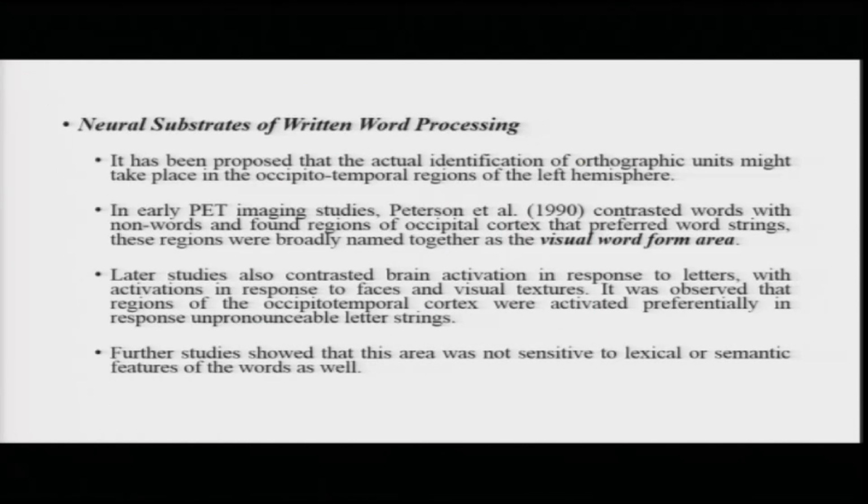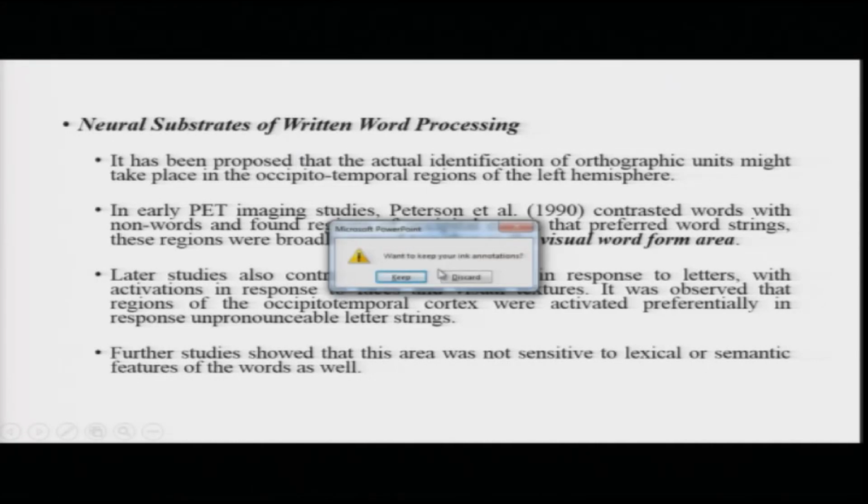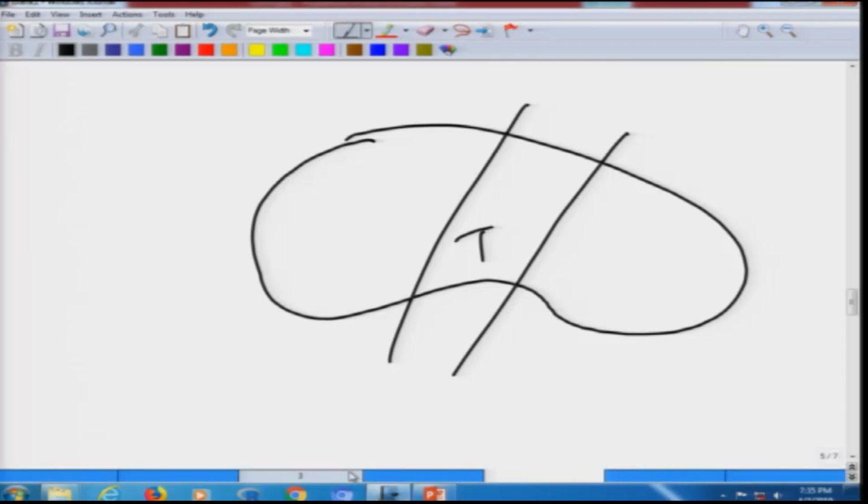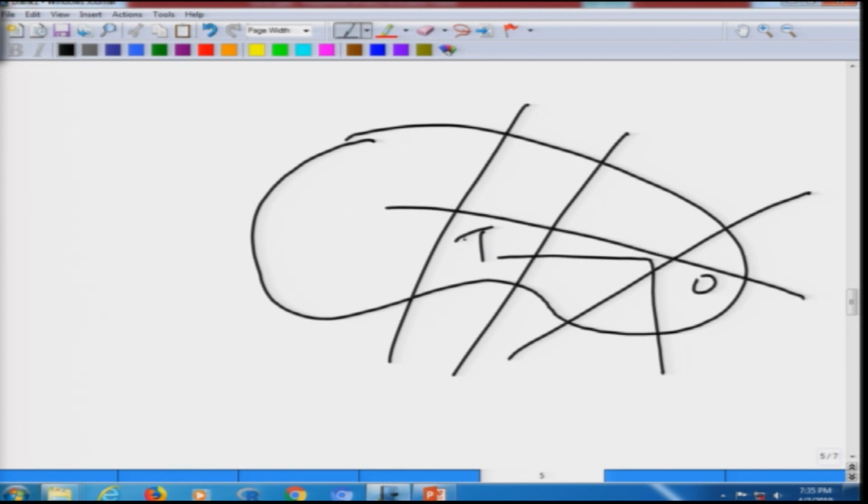Let us talk about the neural substrate. Okay, let us talk about where the brain comes in. It has been proposed that the actual identification of orthographic units might take place in the occipitotemporal regions of the left hemisphere. What are the occipitotemporal regions? Okay, so these are the regions. This is the occipital lobe, this is the temporal lobe. So, occipitotemporal regions are broadly these areas, at the juncture of the occipital and the temporal lobe.